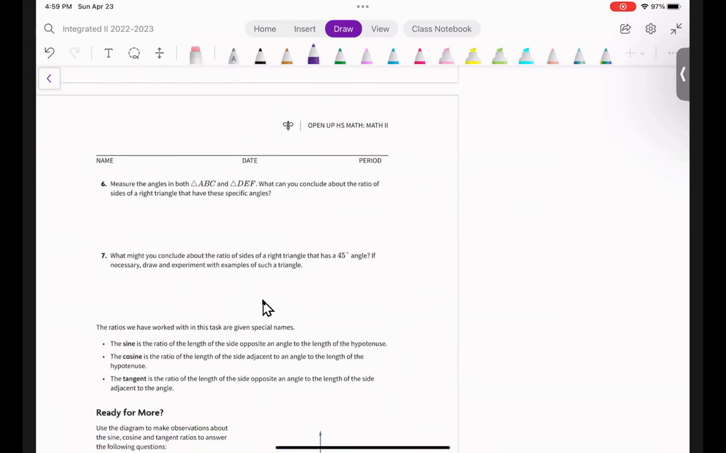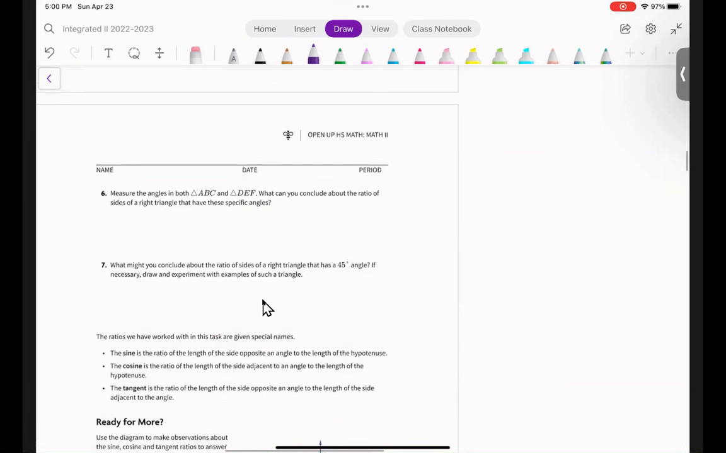So it says, measure the angles in both triangle ABC and triangle DEF. What can you conclude about the ratio? So if I had a digital compass, and I think I do have one, I don't know how to use it though, we would know that it was a 30, 60, 90 triangle. And what might you conclude about the ratio of the sides that has a 45-degree angle? If necessary, draw an experiment.